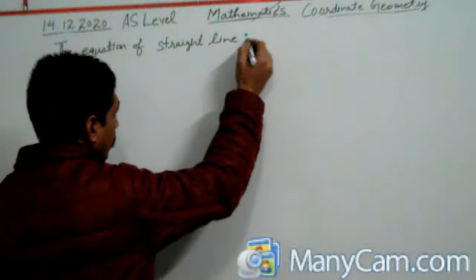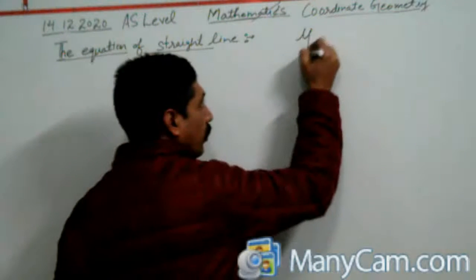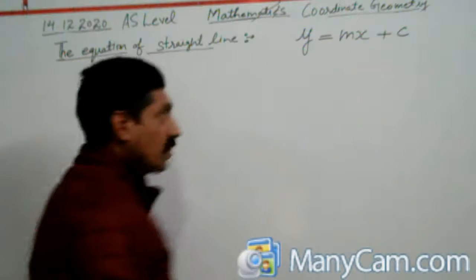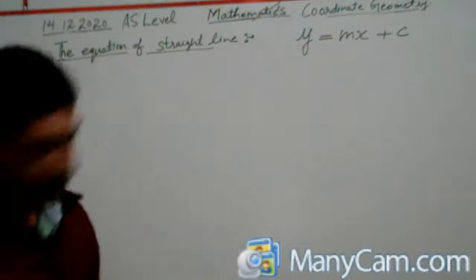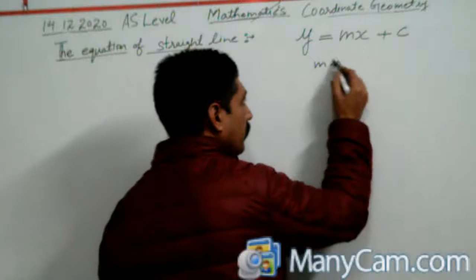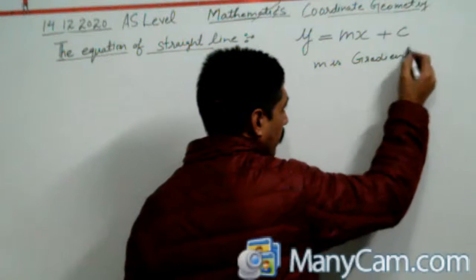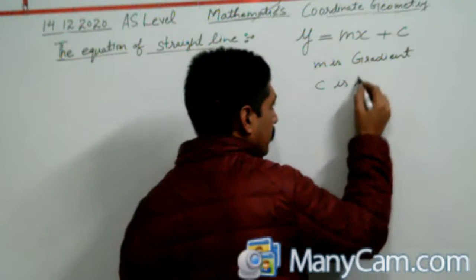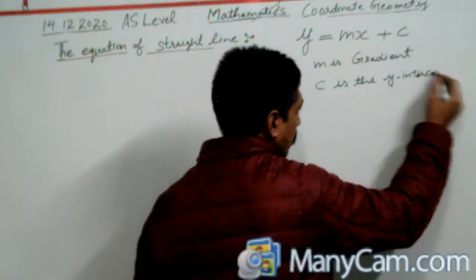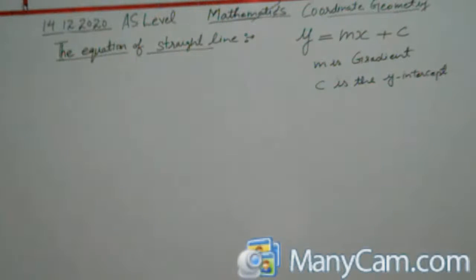We have studied in your previous class that y is equal to mx plus c, where m is called the gradient of the line and c is called the y-intercept. m is called the gradient and c is the y-intercept, right?